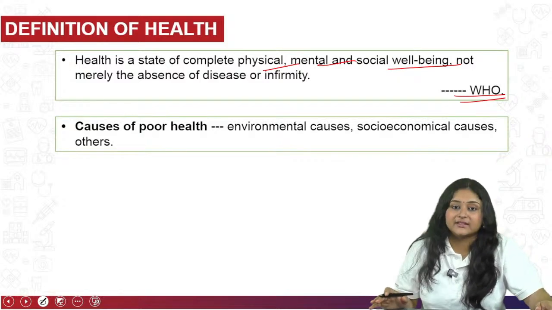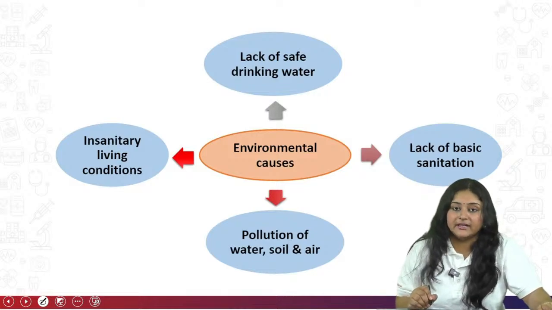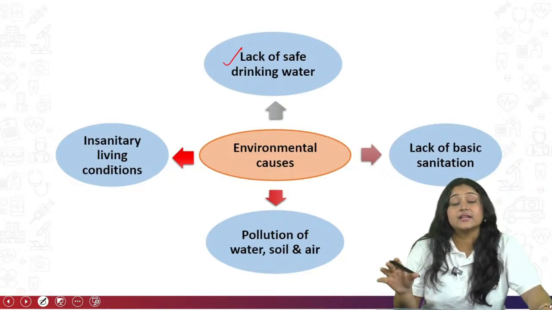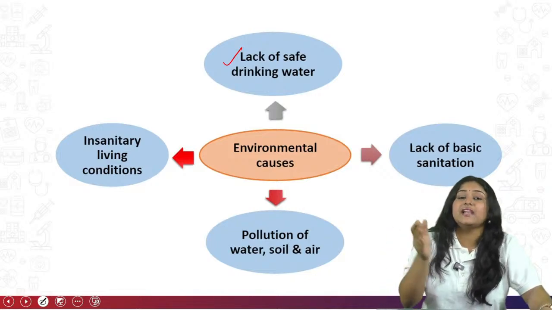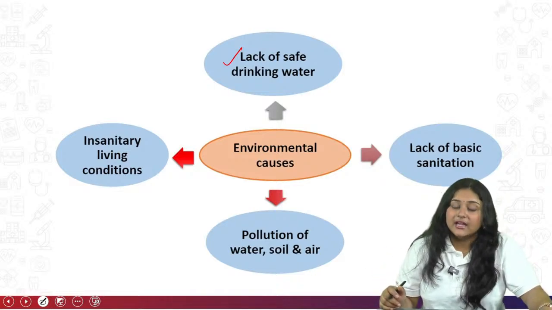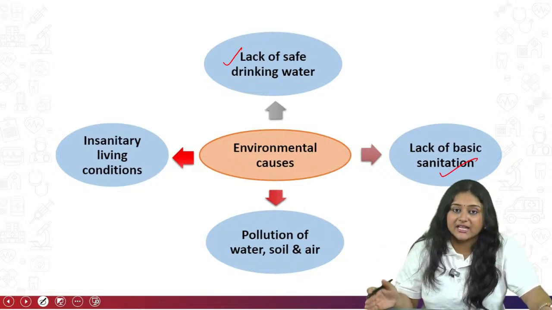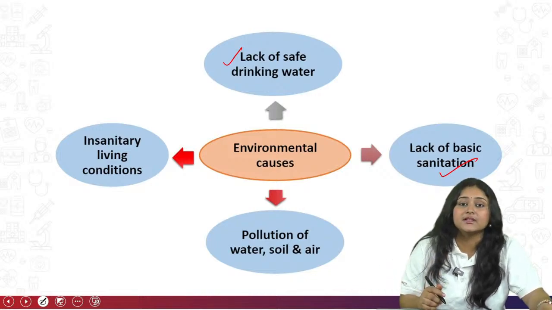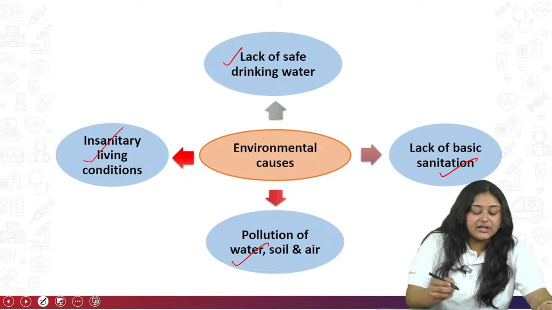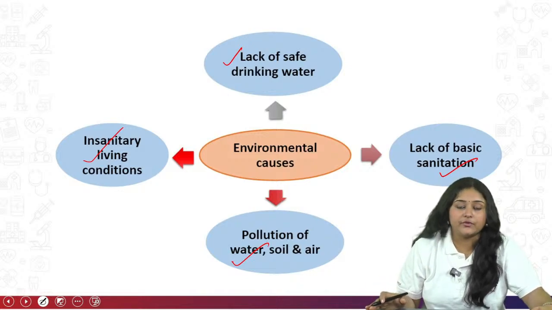So there are some factors which mainly cause poor health. First is the environmental cause. Under this, lack of safe drinking water. If you are drinking contaminated water, what will happen? It will affect your gut system, digestive system, and from there you will get a disease like typhoid. Next is the lack of basic sanitation. If you are not maintaining a proper hygiene level, what will happen? The person will get affected. Pollution of water, soil, air and insanitary living conditions. So these all are the environmental causes which mainly lead to poor health.